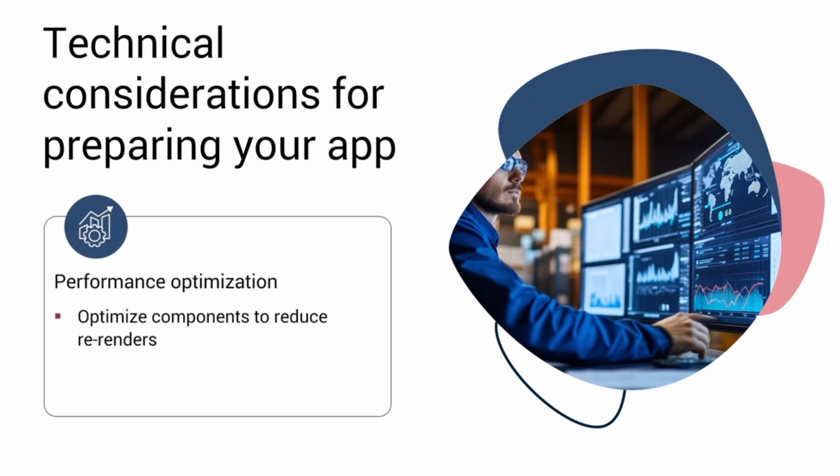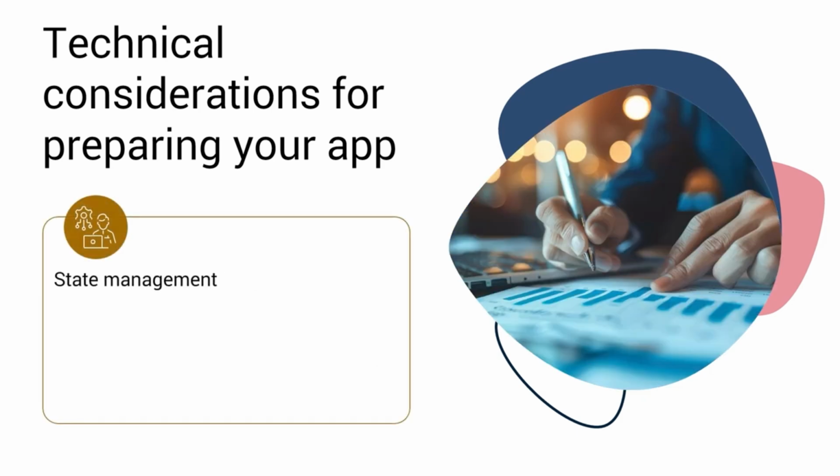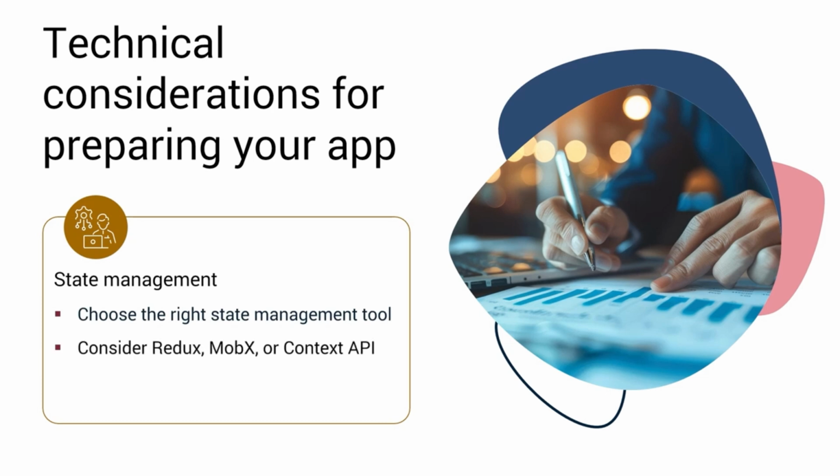First, optimize your components to minimize unnecessary re-renders. Use tools like React.memo and PureComponent to control when components should update. Next, choose the right state management tool. Depending on the complexity of your app, consider using state management libraries like Redux, MobX, or Context API. These tools effectively manage the global state and simplify data flow in your application.